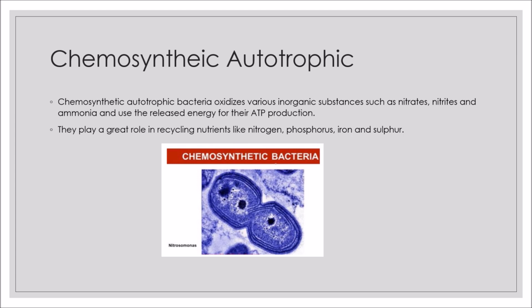They play a great role in the nutrients like nitrogen, phosphorus, iron, and sulfur. Because these chemicals, nitrogen, phosphorus, iron, and sulfur, play a very important role in the fertility of the soil and growth of the plant. It is very, very important. Nitrogen is mostly needed by plants, and that nitrogen is available through the soil only. So how is the nitrogen present in the soil? It is all because of these chemosynthetic autotrophs only. They play a major role in the production of nutrients of nitrogen, phosphorus, iron, and sulfur.